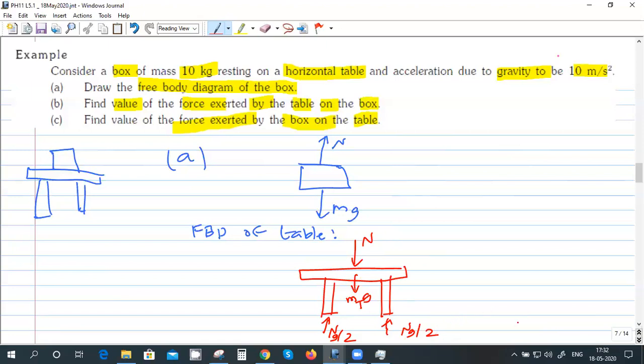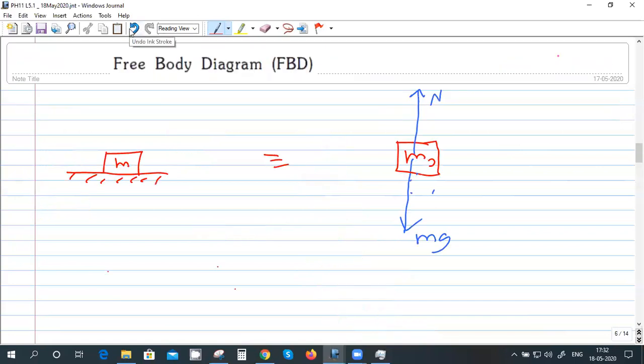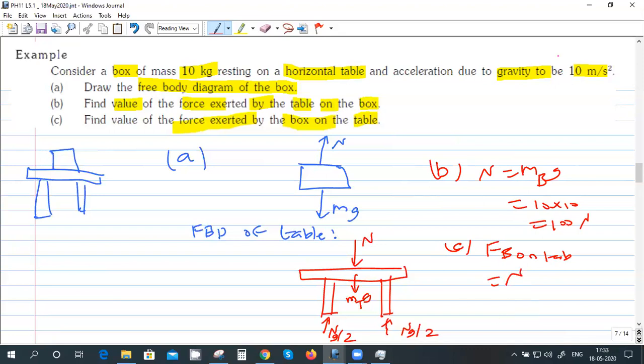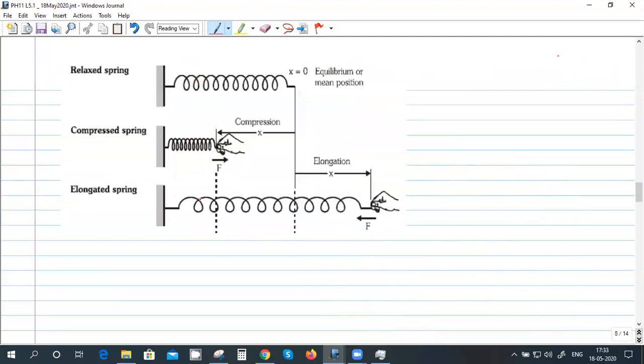What is the force exerted by the table on the box? It's a normal reaction. The interaction force between the box and the table is a normal reaction, and that is equal to mass of the box into G, which is 10 into 10, 100 newton. And then C is force exerted by the box on the table. Force by box on table is again the same normal reaction. This is the first example.